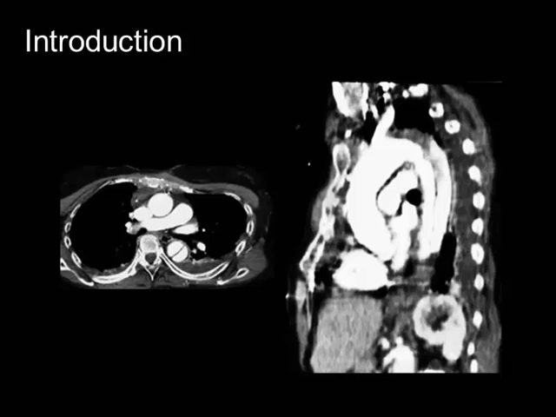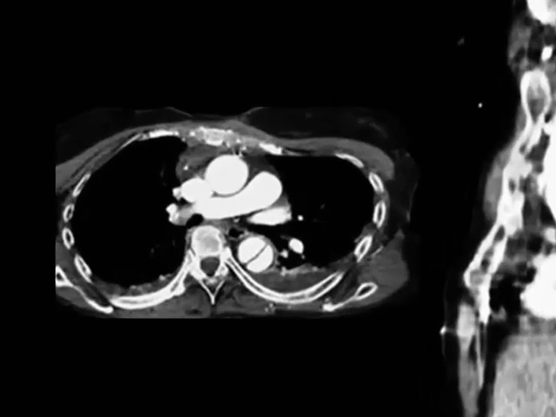Sectional imaging is used extensively to demonstrate heart abnormalities and vessel disease. This image illustrates the use of CT imaging to detect trauma of the aorta. This particular patient was injured in a high-speed motor vehicle accident.